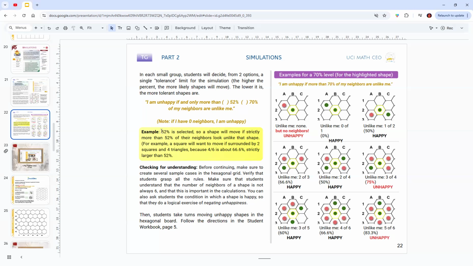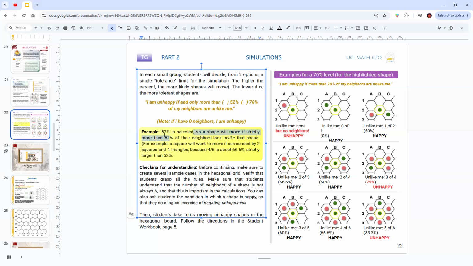For example, for 52%, if students want to play with this parameter in the simulation, a shape moves if more than 52% of their neighbors look unlike that shape. For example, if you had a square and it's surrounded by 2 squares and 4 triangles, it has 4 out of 6 neighbors that are triangles, so 66.6%, and that's larger than 52, so this shape would be unhappy. Notice the delicate balance, because if they chose 70%, then the shape would actually be totally happy. It would be a more tolerant society or a more tolerant system.